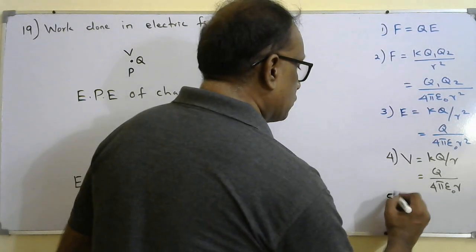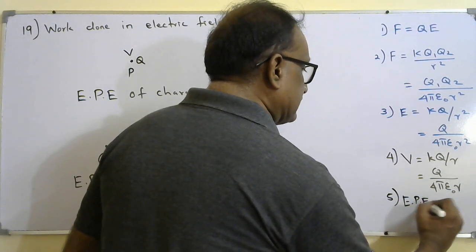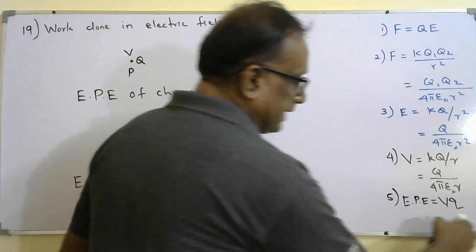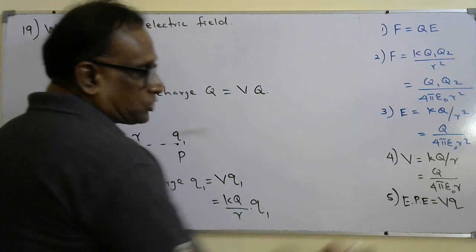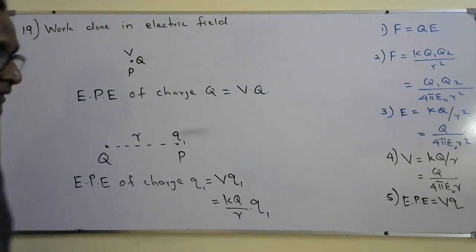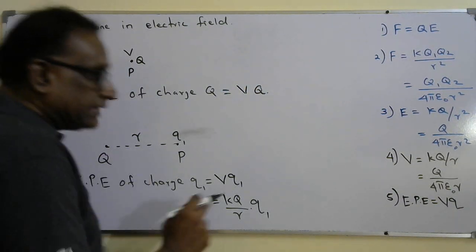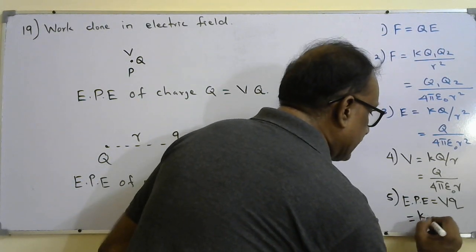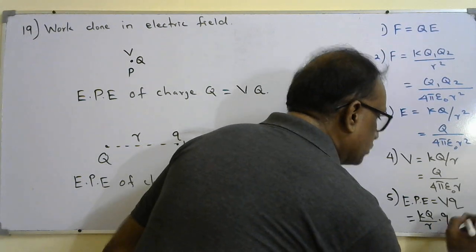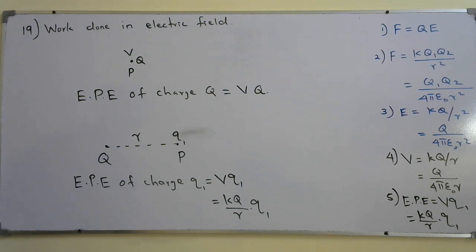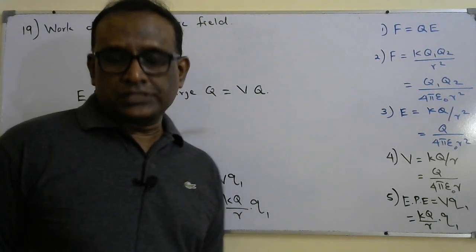That also you must know. The electrical potential energy is given by the electrical potential at a point times the charge kept at that point. The potential V could be from a uniform field, we'll come to that, or the potential V may be due to a point charge Q. If it is due to a point charge Q, then KQ over R times Q1 is the electrical potential energy of charge Q1. You must know that. The unit of electrical potential energy is joules.